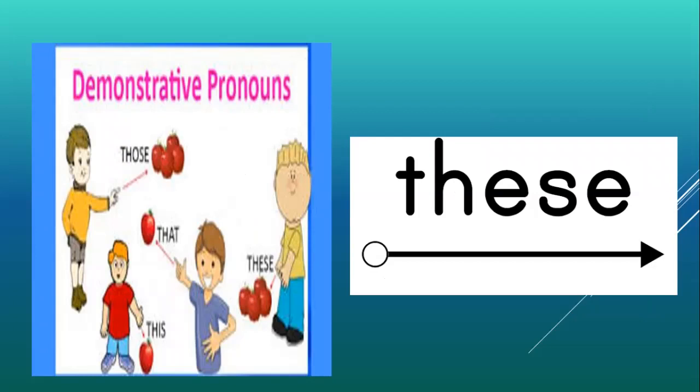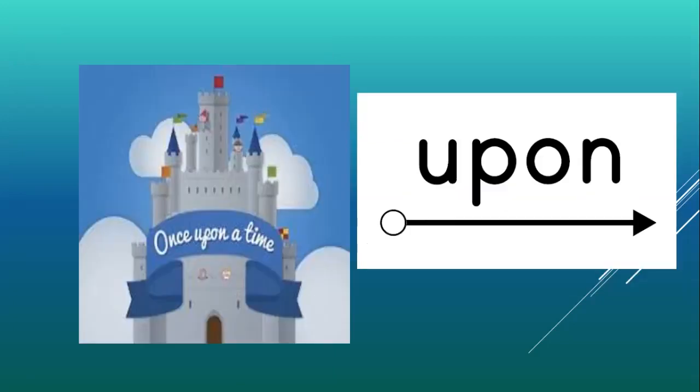These is for something near, and they should be plural because it's for plural. So these cars are for me. These books are for me. Once upon a time, there was a little prince in the castle.